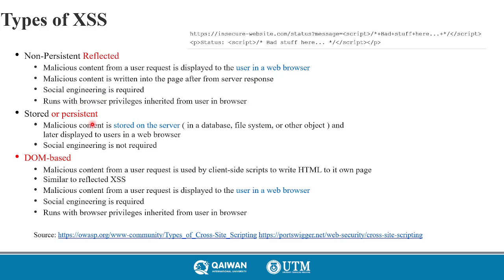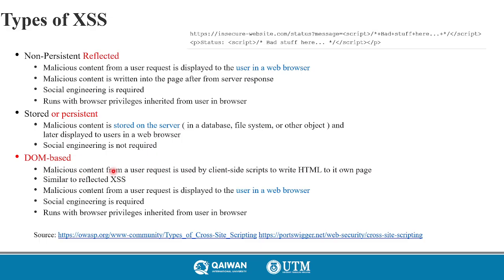How about the stored or persistent? Malicious content is stored on a web server. So this one is in the web browser, this one is in the server, in a database, file system, or any other object, later displayed to the user in a web browser. Social engineering is not required. So this one does not require any social engineering. However, the reflected or non-persistent requires social engineering.